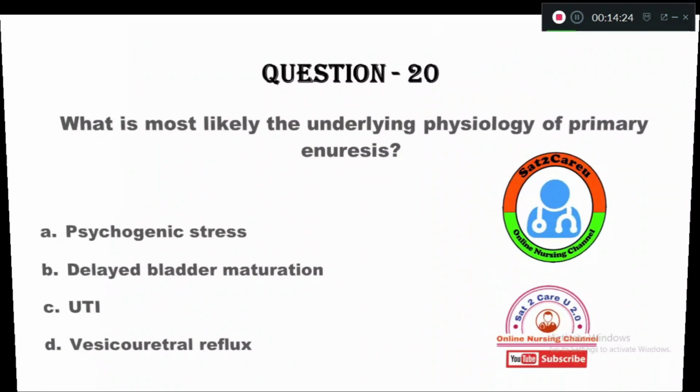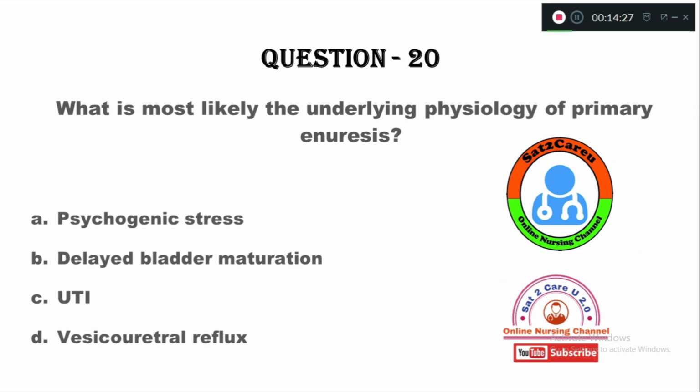Question number 20. What is the most likely underlying physiology of primary enuresis? Option A, psychogenic stress. B, delayed bladder maturation. C, urinary tract infection. And D, vesicoureteral reflux. The primary physiology behind primary enuresis is delayed bladder maturation. Option B, delayed bladder maturation is right.